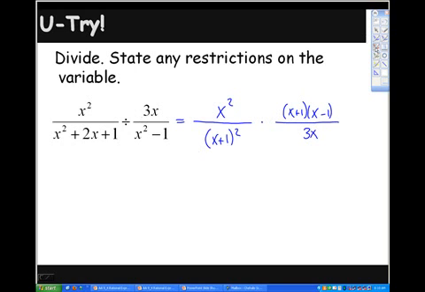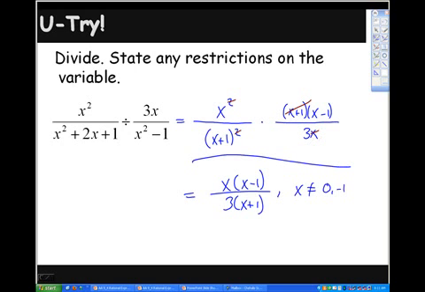Let's reduce what we can. One of these x plus 1s will go out with that one. This x will go out with one of these. Let's see what's left. We have an x times x minus 1 in the numerator, and we have a 3 times x plus 1 in the denominator. Our restrictions, well, x can never be 0 for here and -1 for there. 0 and -1. And we're good. How'd you do?